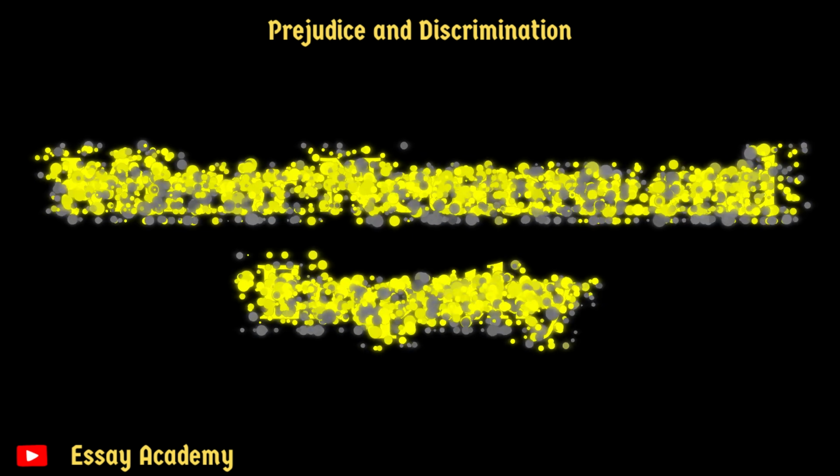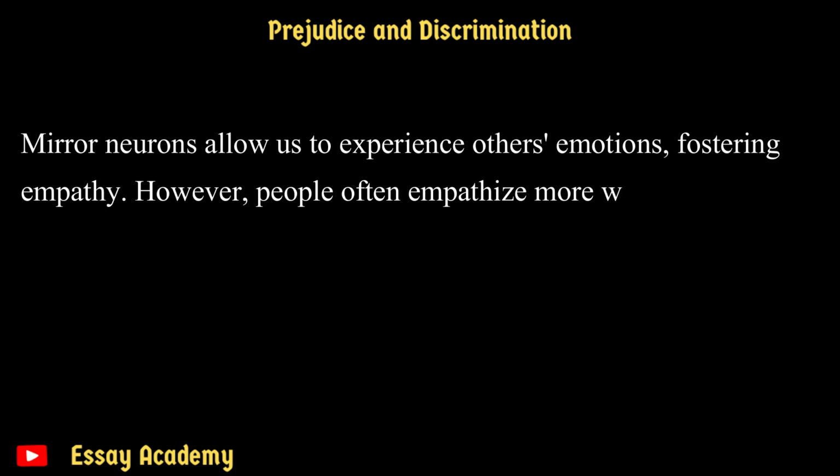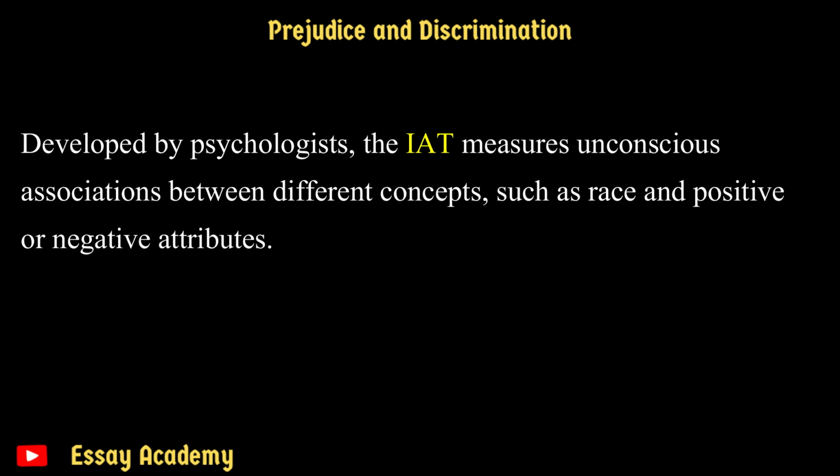Mirror neurons and empathy. Mirror neurons allow us to experience others' emotions, fostering empathy. However, people often empathize more with in-group members. Developed by psychologists, the IAT measures unconscious associations between different concepts, such as race and positive or negative attributes.